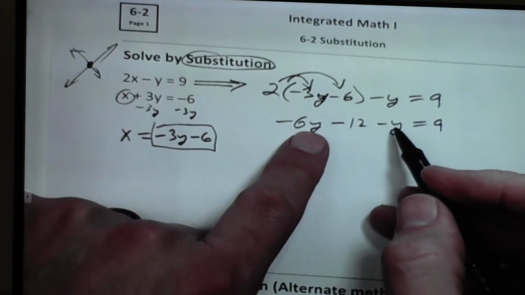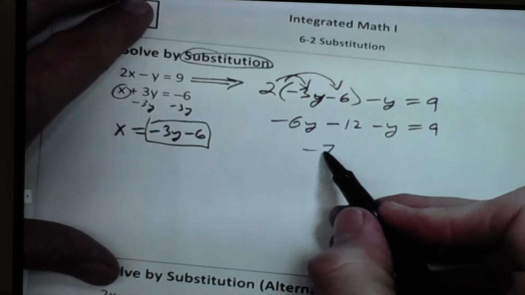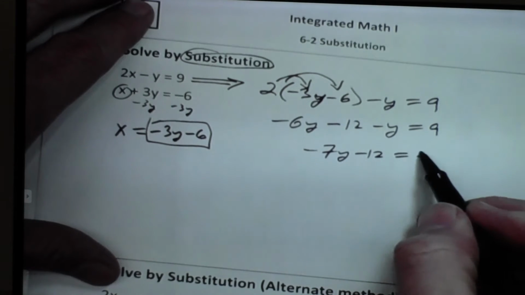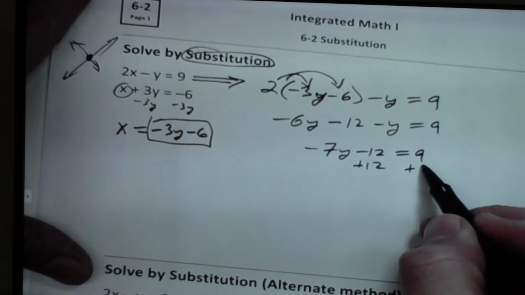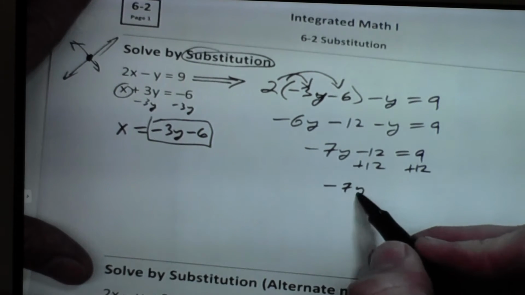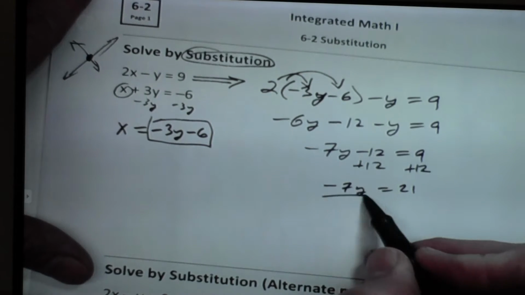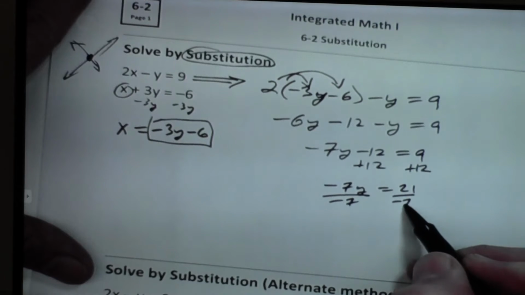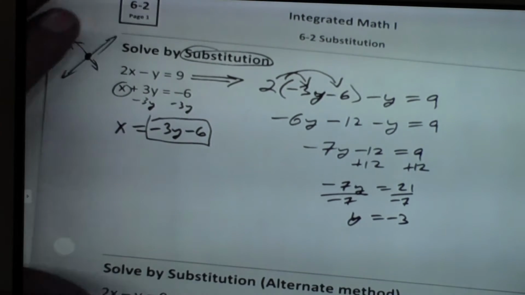I have two like terms on one side, so all I do is I combine them together. It gives me negative 7y minus 12 is equal to 9. Now we'll do the two steps to isolate the y. We'll add the constant that's next to it. Negative 7y is equal to 21. And divide by the number that's multiplying it. So y is equal to negative 3. We now know the y value.